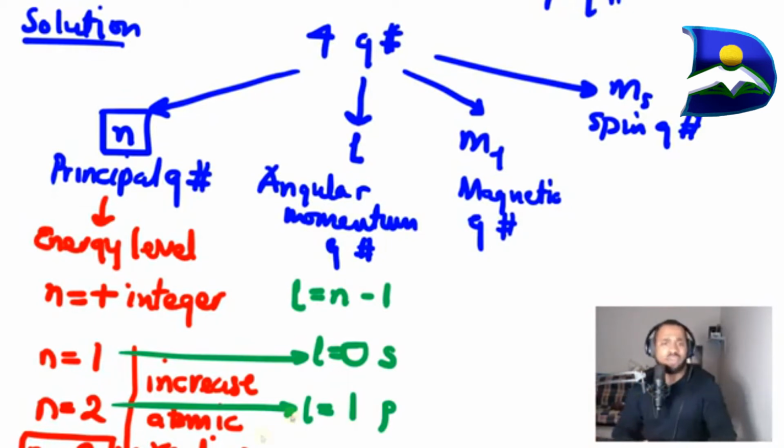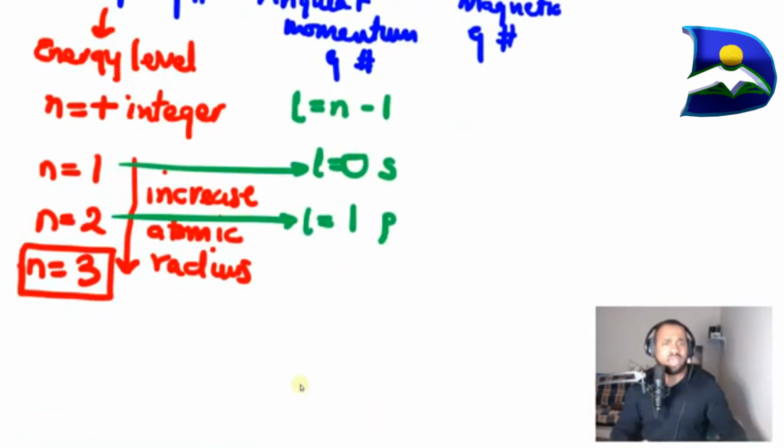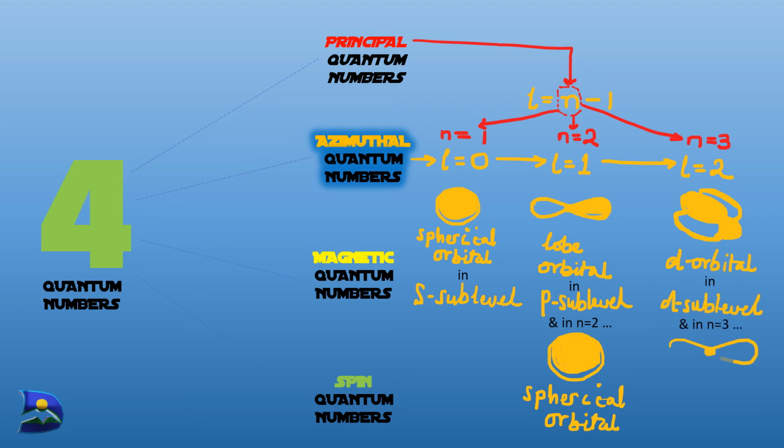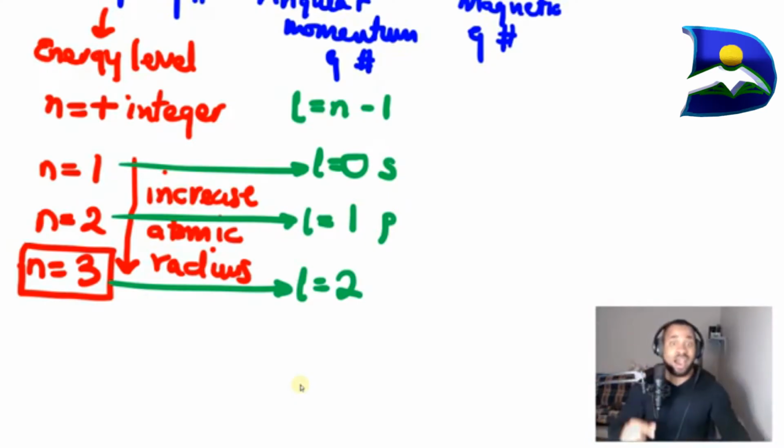But now the next question is, how about n equals 3? We put n equals 3 into our equation, and we realize that L is equal to 2. Therefore, we not only have s orbital in energy level 3, but also p orbital, and L equals 2, which represents our d orbital. And so this is a way to determine the types of orbitals present in a specific energy level.